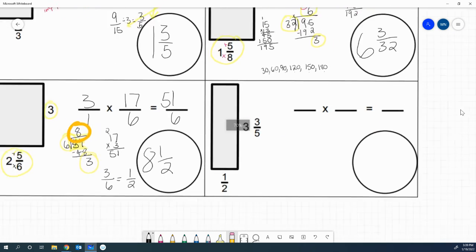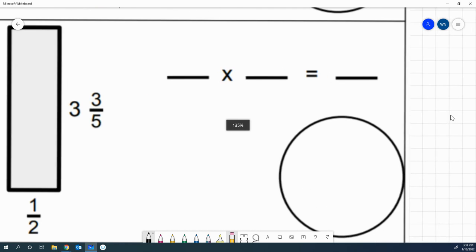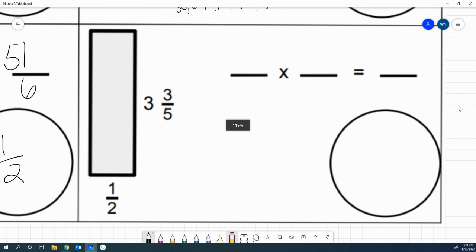Let's look at this last problem. For this one, you've got 3 3/5 times 1/2. Go ahead, set it up, and solve it. I'm going to go ahead and bring over my 1/2. It's going to make it first. Remember, you could have done it first or second. The commutative property said the order of the factors does not matter.